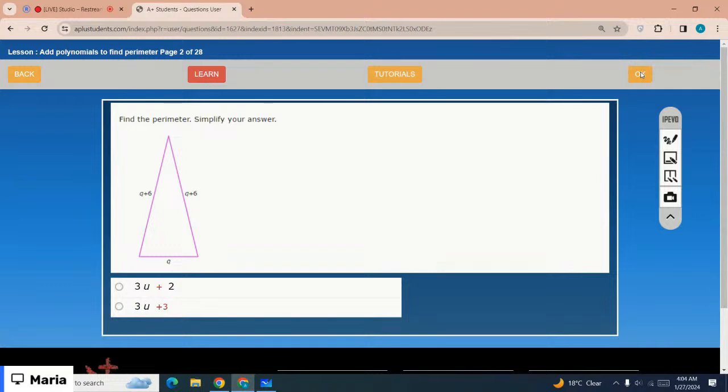Okay, the next one, isn't it the same we just did? That is 3u plus 12, right? You're not given the correct option. Both the options are not the correct one. I think yours is missing here.